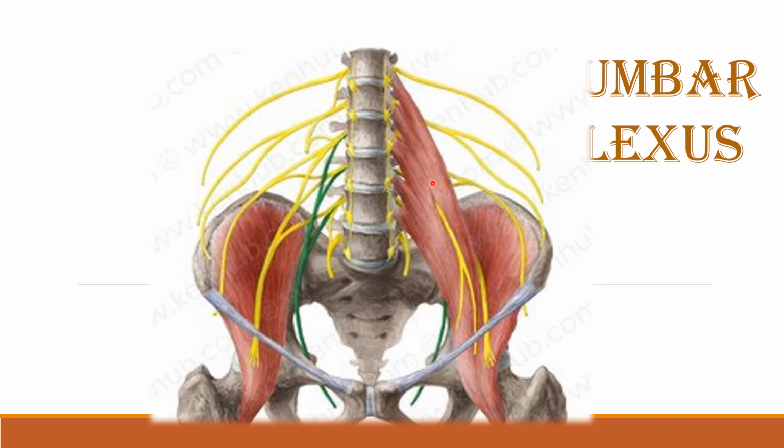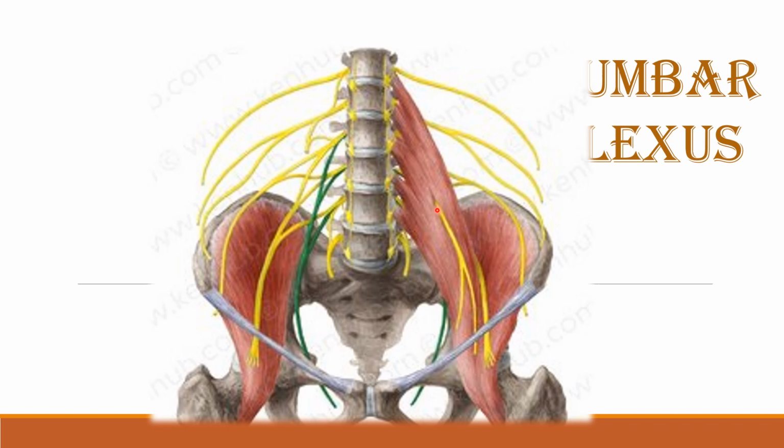The L4 nerve root joins with the L5 nerve root, which is involved in the formation of the lumbosacral trunk. That is why the L4 nerve root sometimes we can call it nervus furcalis. Why? Because it is going to join with the L5 nerve root and is involved in the sacral plexus. So that is why the L4 nerve root is called nervus furcalis.